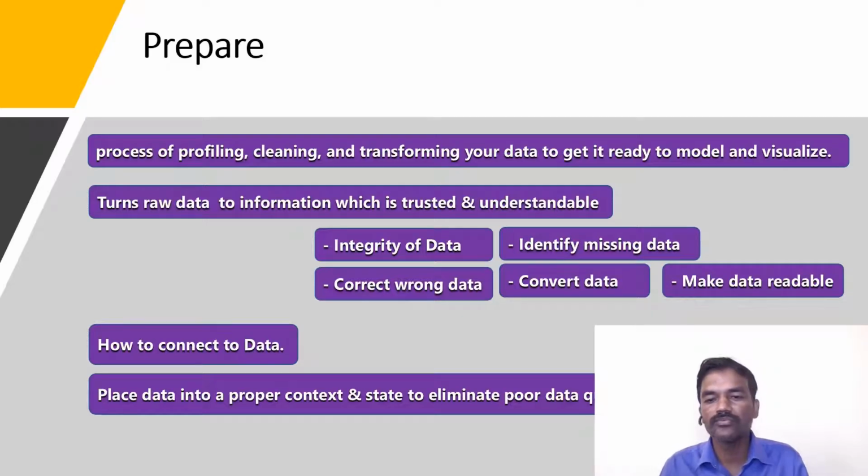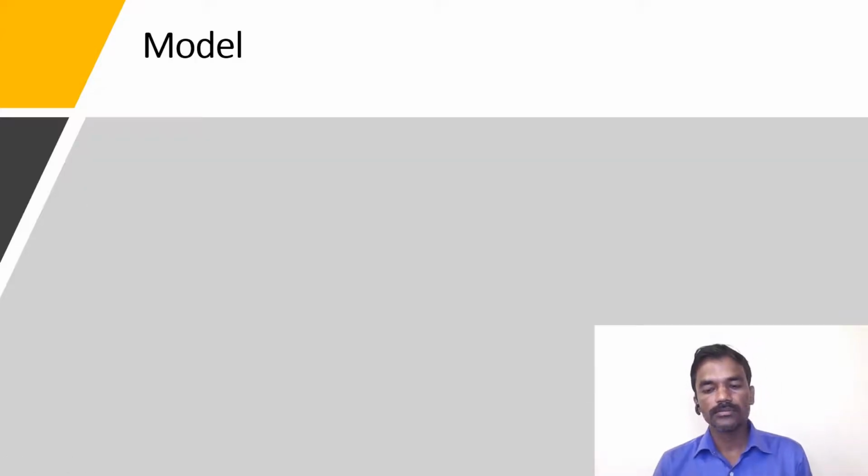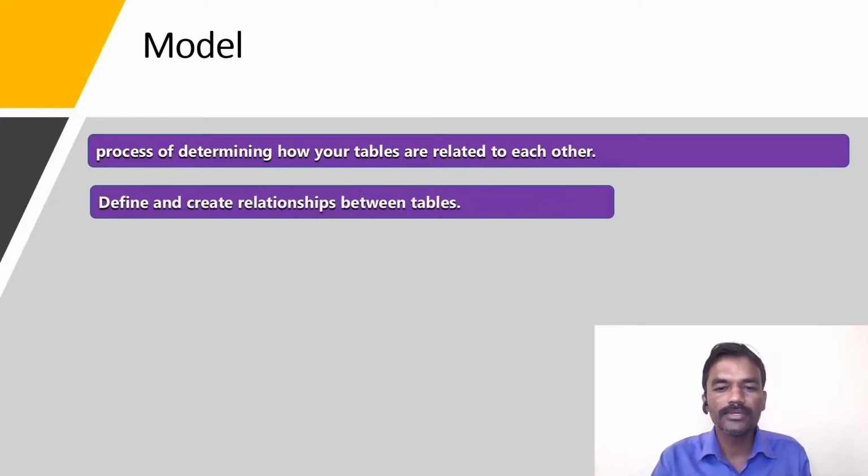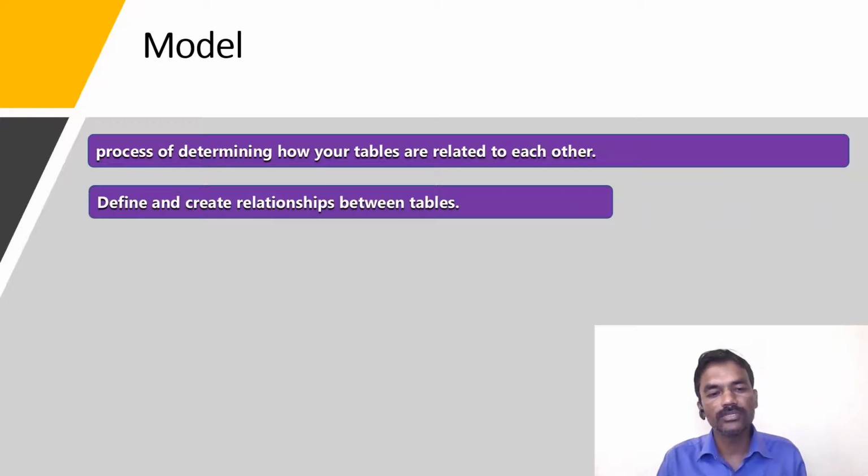So we need to make sure that this step is performed in the right way. The next step is model. Once we have prepared data, the next step is model, which is the process of determining how your tables are related to each other. Whatever data is coming, we are storing in different tables. Once it is stored, we should understand how one table is related to other tables, and how they have different keys.